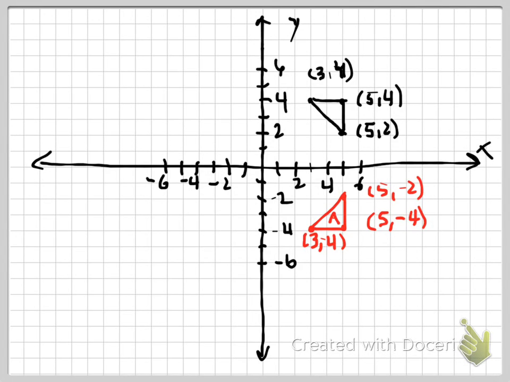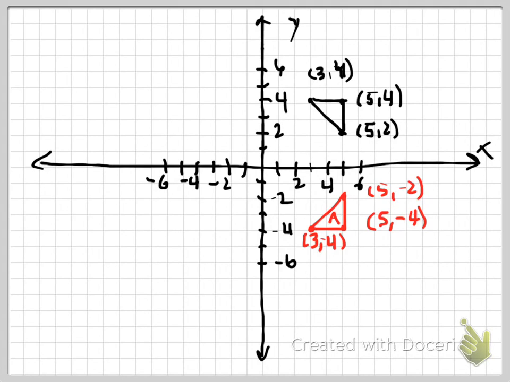So again, we had the original black shape that's vertices were at (5, 2), (5, 4), (3, 4), and the first reflection was supposed to be across the x-axis. So that meant the x's didn't change, but the signs on the y's did change. So remember, a reflection is the same as a flip. So the shape doesn't stay in the same orientation, it actually changes the orientation. All right.